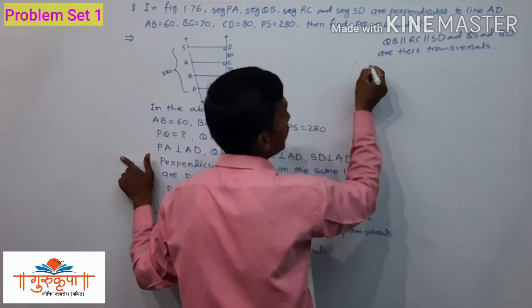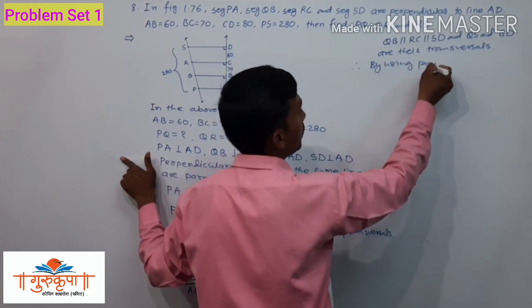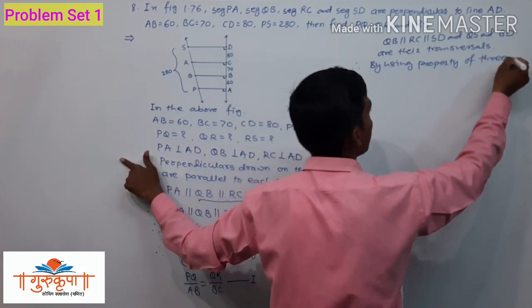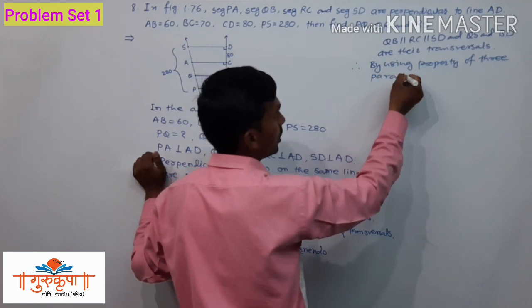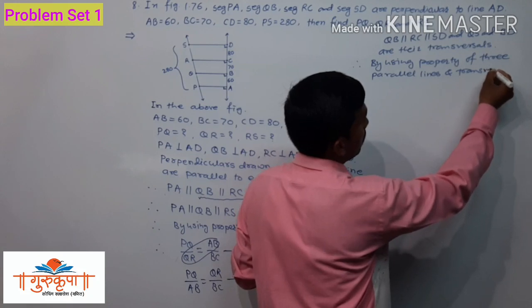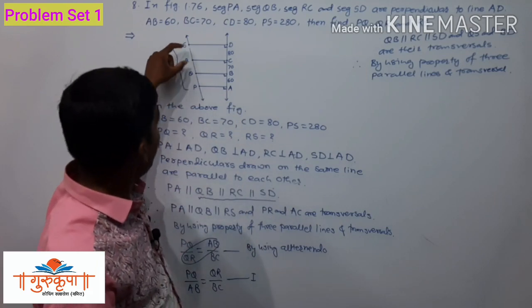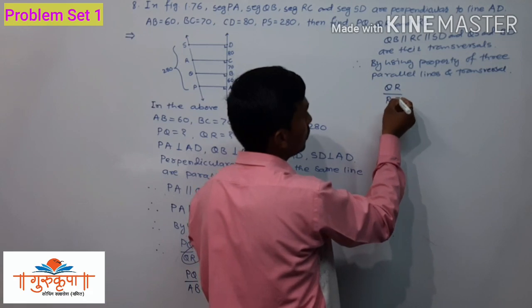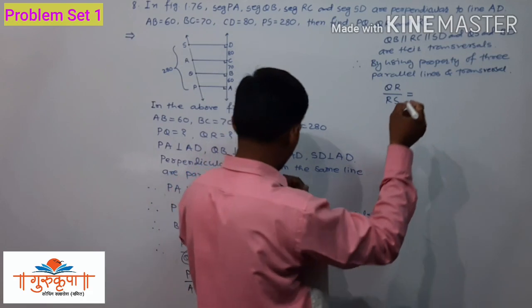So by using the property of three parallel lines and their transversals, we will write QR upon RS is equal to BC upon CD.